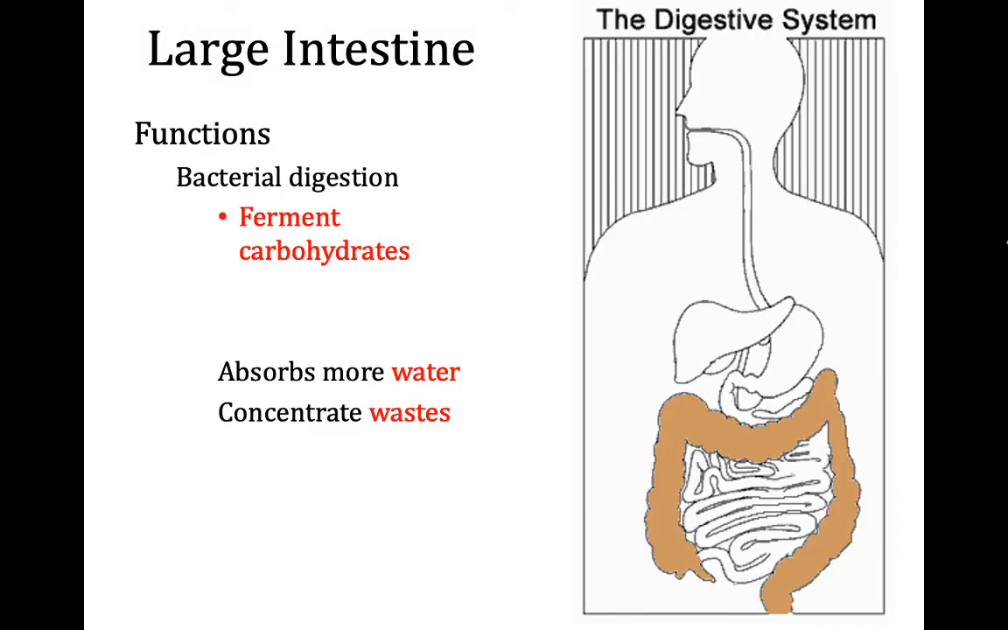The function of the large intestine, as I mentioned, is to break down anything that hasn't been broken down in the small intestine and to absorb it. Bacterial digestion takes place in the large intestine. It allows for further digestion of anything that has not been absorbed already. It absorbs more of the water and it concentrates the waste together.